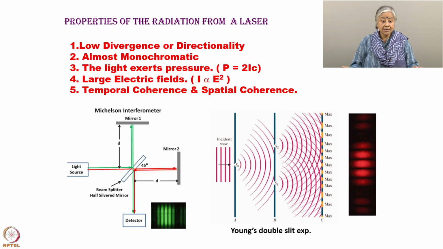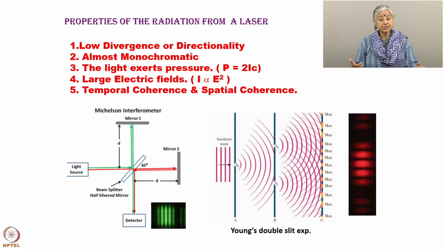And of course, the laser light is almost monochromatic. So, if I have a red laser, it almost has that red frequency on it. Almost, I say, because it is not a delta function. So, it is almost monochromatic. For practical purposes, one can assume that. And light exerts pressure. Pressure is equal to 2I/c, where I is the intensity of the light and c is the velocity of light.